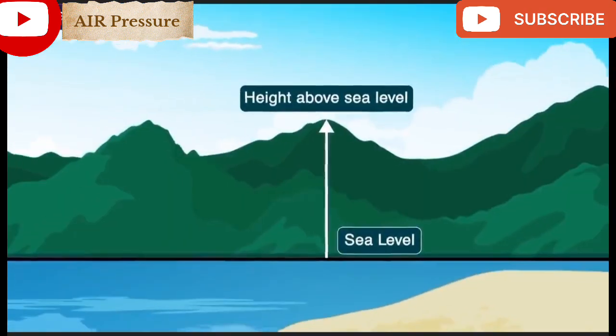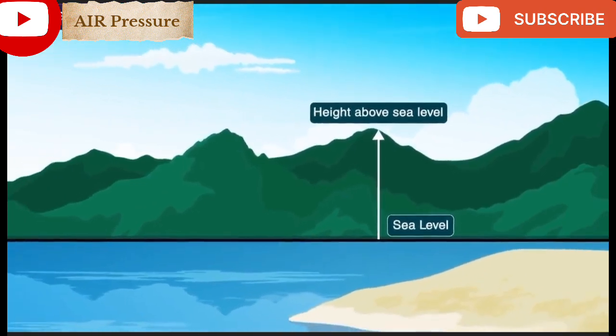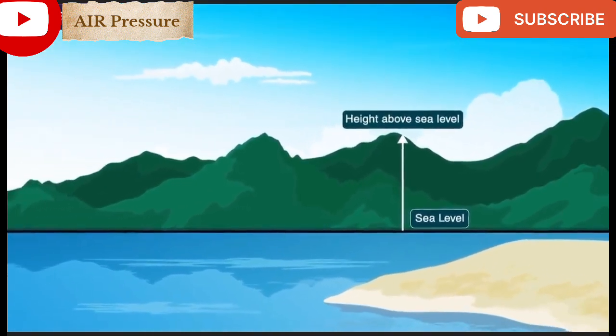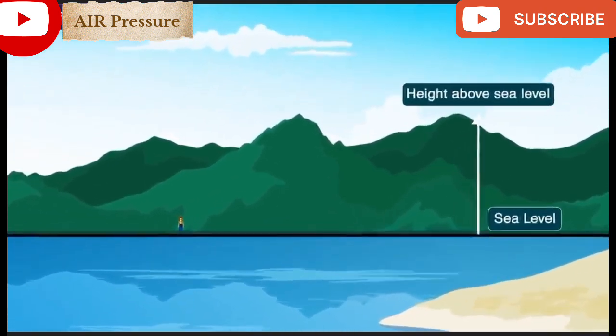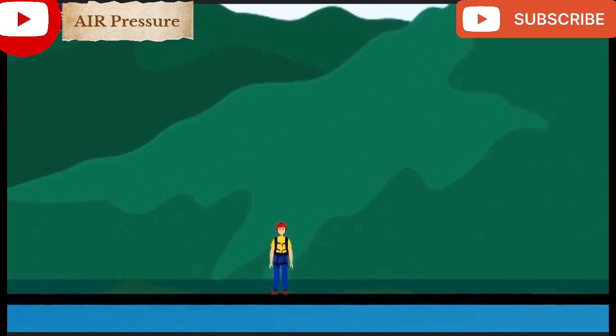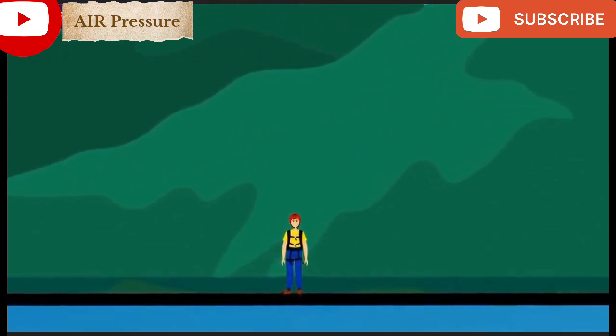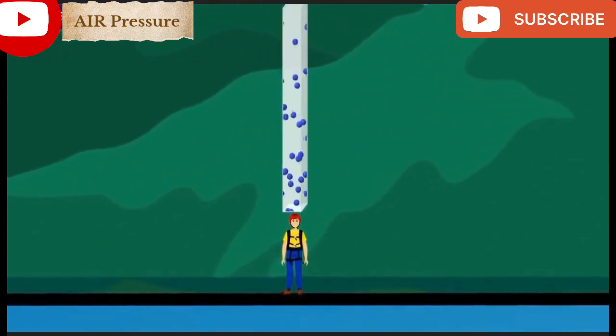Let us see how the air pressure changes according to the height above sea level. Consider a person standing on the ground at sea level. The atmospheric air in the space above the person will exert more air pressure on the person.